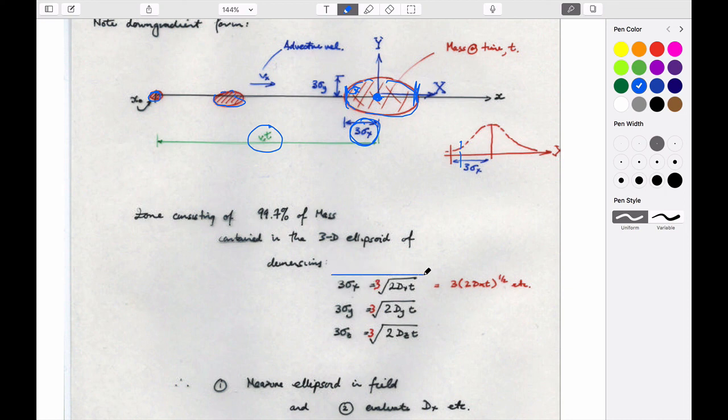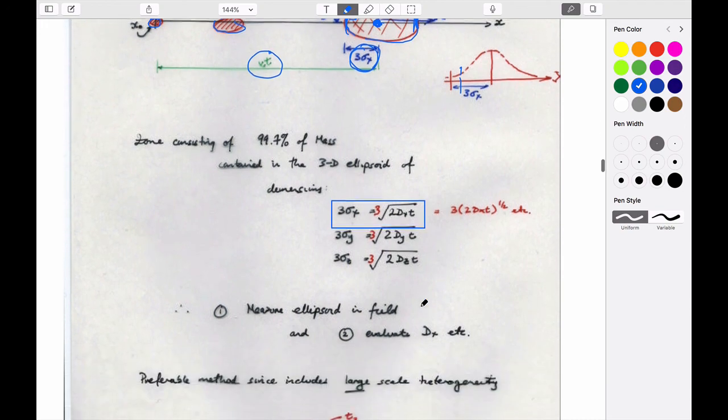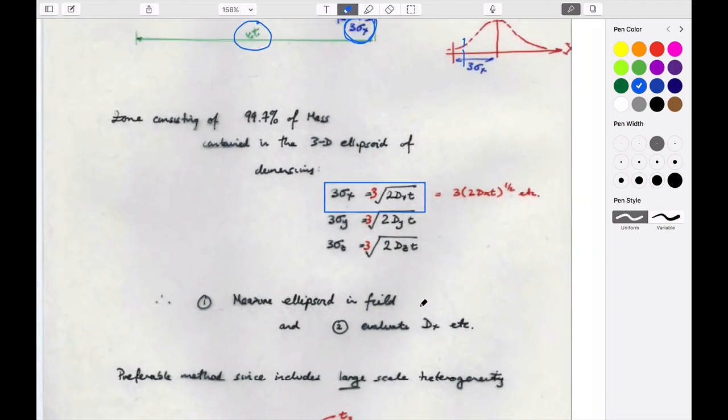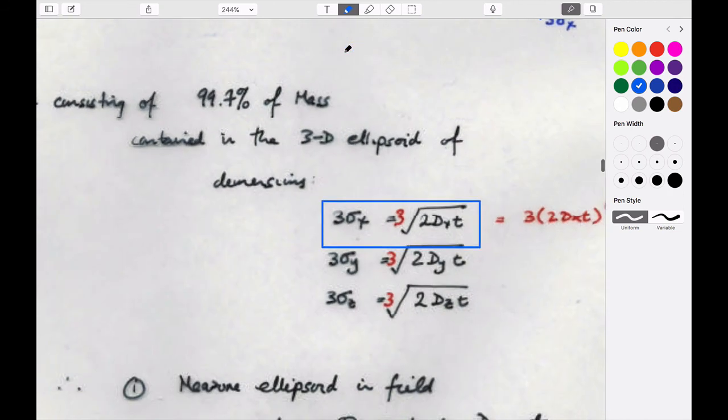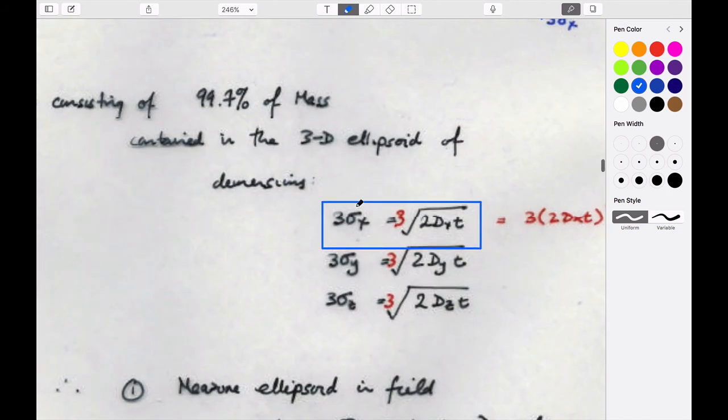If you could get that from being in the field, then the other simple relationship that exists is that 3 standard deviations is equal to this term here. And so if you can measure this distance, which you could do, right, if you saw the plume, then you have enough information to use this. You know this, it's a length. This is 3 times, not cube root. This is the time since the plume was started.